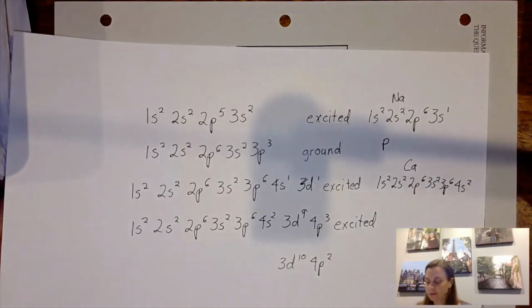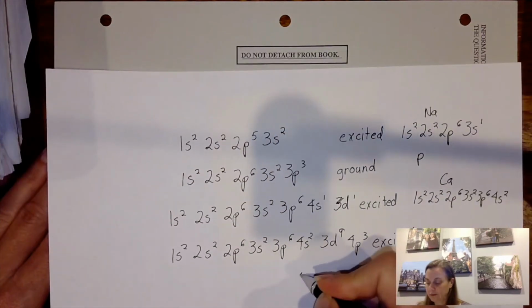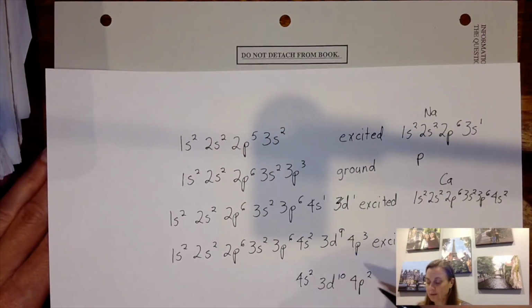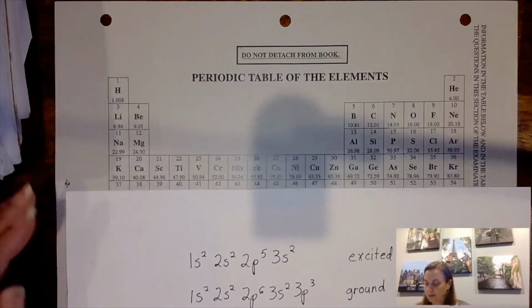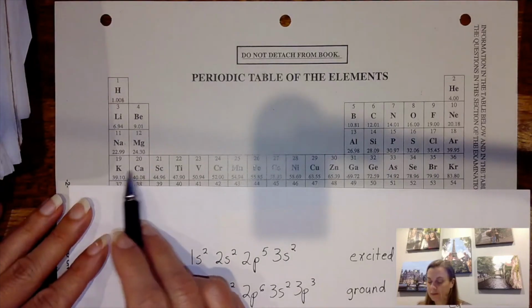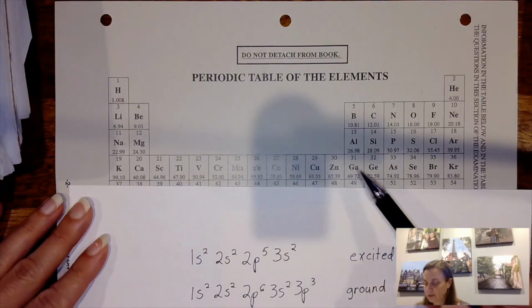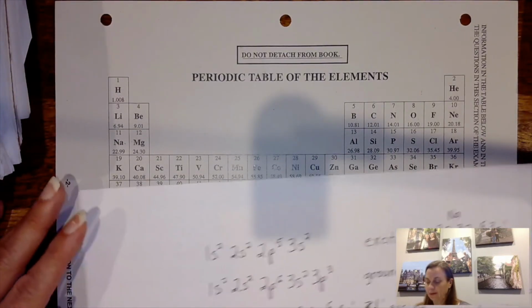And our last one ends 4s2, 3d10, 4p2. So we know we're in row 4, s2, d10, p 1, 2. Now we're back at germanium.